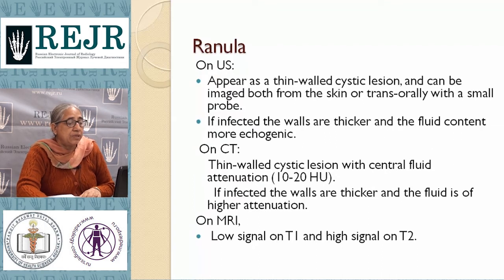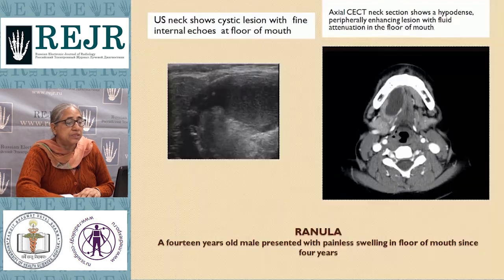On ultrasound, ranula appears as a thin-walled cystic lesion and can be imaged both from the skin or transorally with a small probe. If infected, the walls are thicker and the fluid content more echogenic. On CT, they are seen as thin-walled cystic lesions with central fluid attenuation varying from 10 to 20 HU. If infected, the walls are thicker and the fluid is of higher attenuation. On MR, lower signal is seen on T1 and high signal on T2.